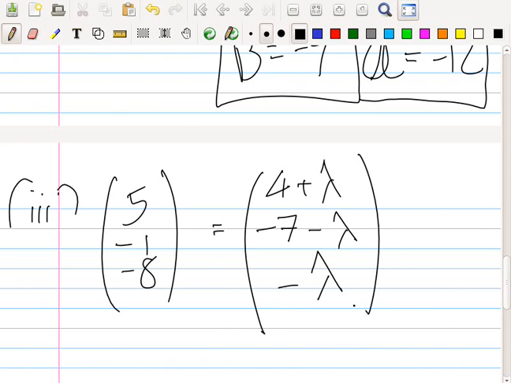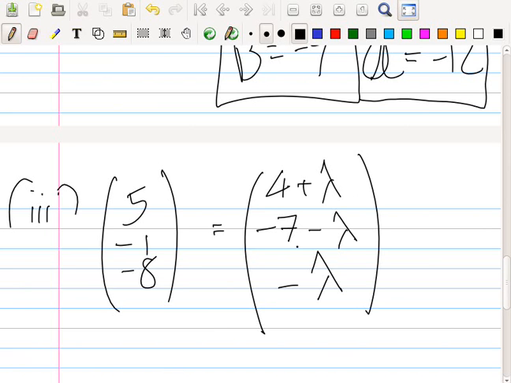Now, are you sure about that? Yeah. It's meant to be 5, minus 1, minus 8. But the function is 4 plus lambda, minus 7 minus lambda, minus lambda. No, the function is going to be on.